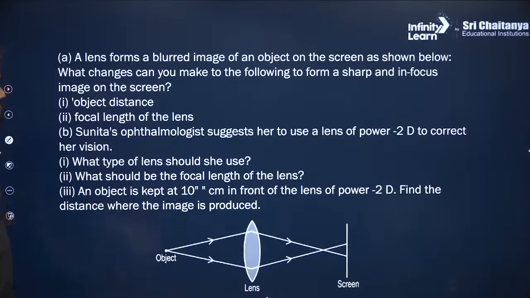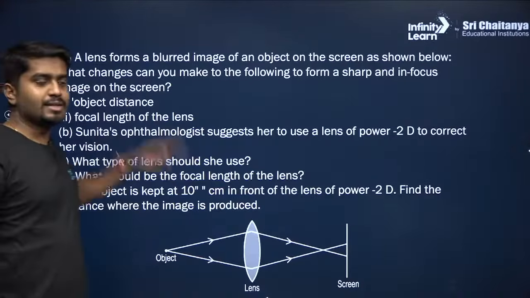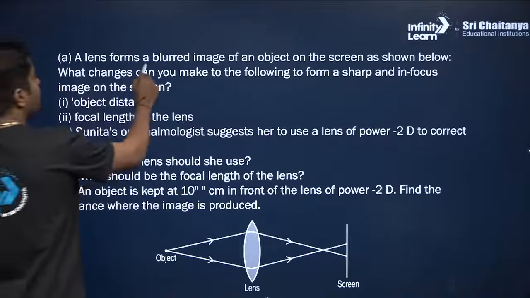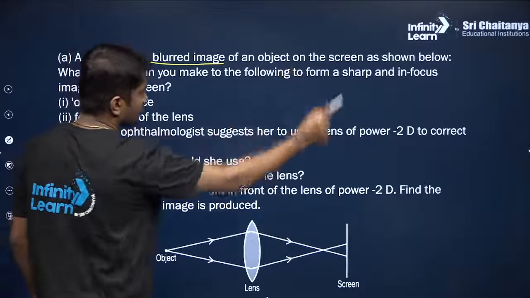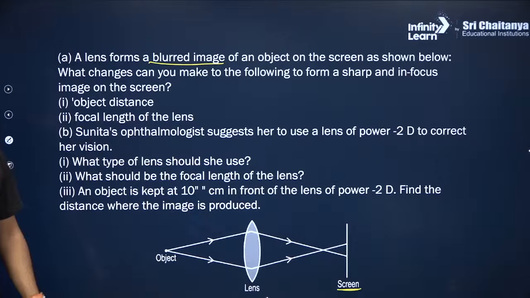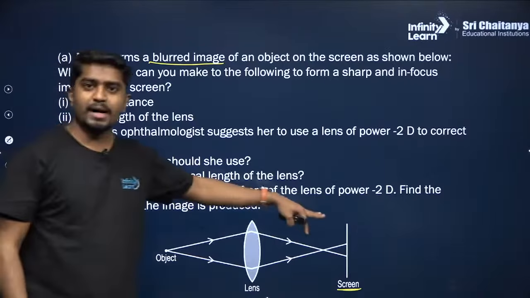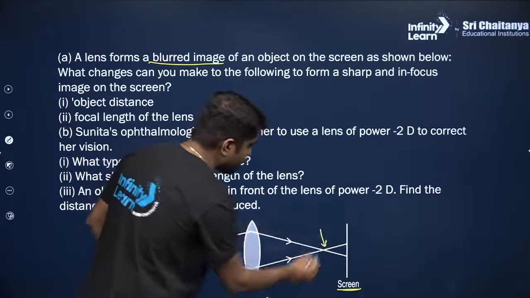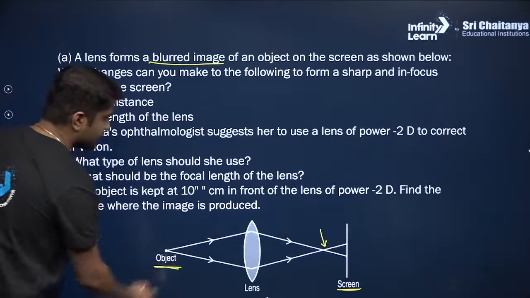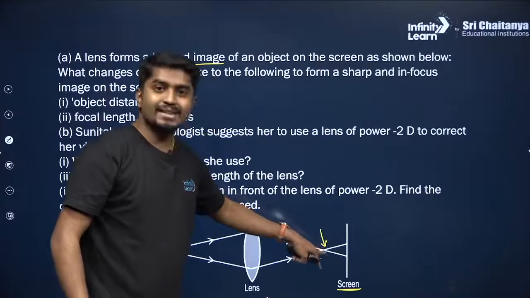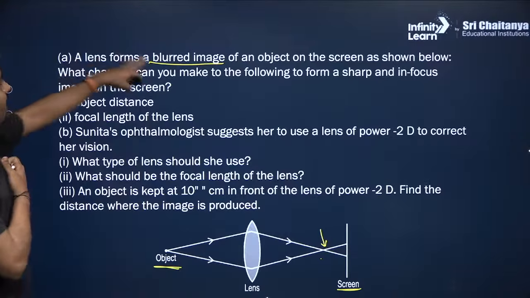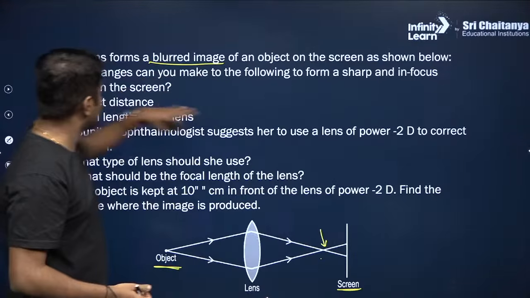Okay, let's solve one more question and then we'll stop. Just solve this and then we'll stop. A lens forms a blurred image of an object on the screen. So you see there is a screen and it is forming a blurred image. So now why is the image blurred? Because this is a point where these rays are meeting. There is an object. So the screen should be at this location. Then only you will get a sharp image. So now it is a blurred image of an object on the screen as shown below.